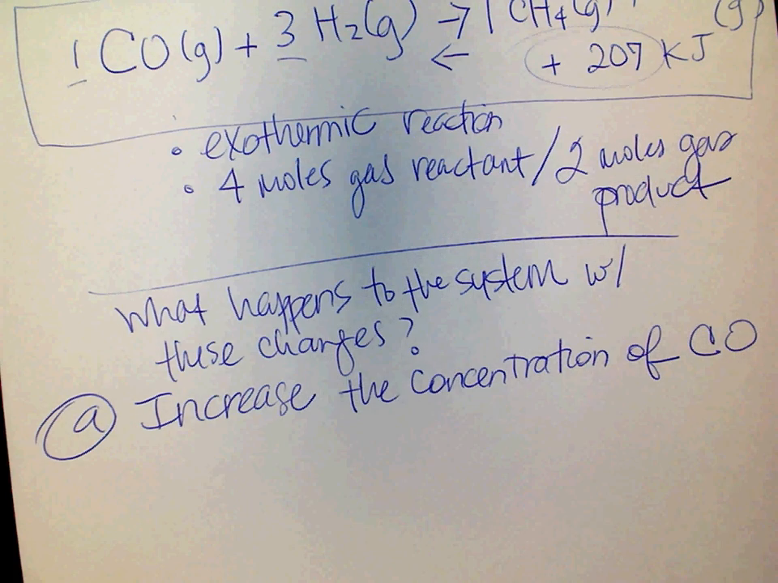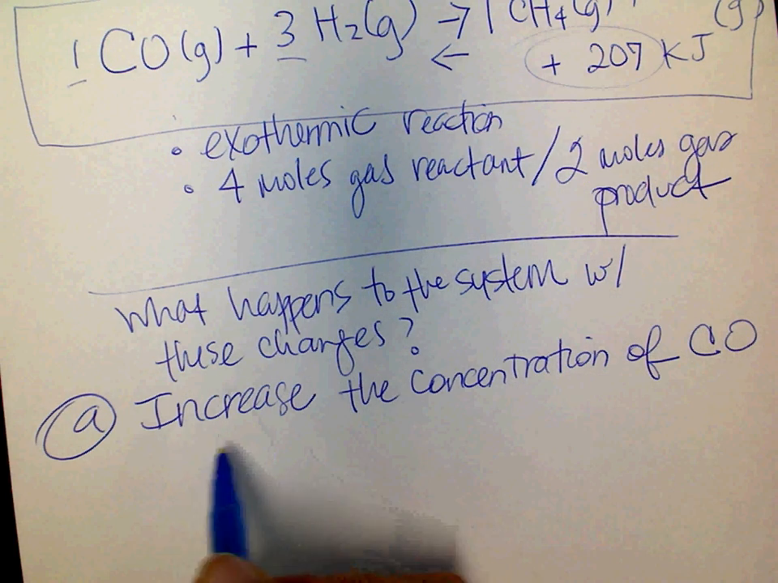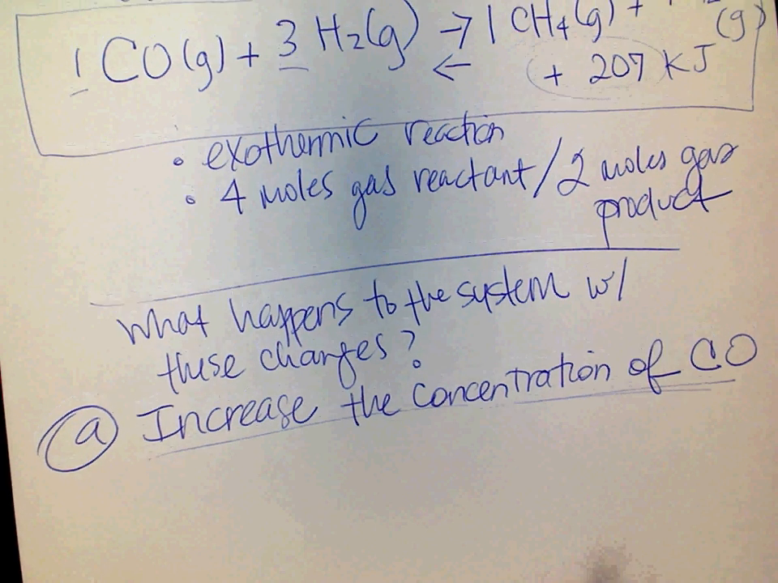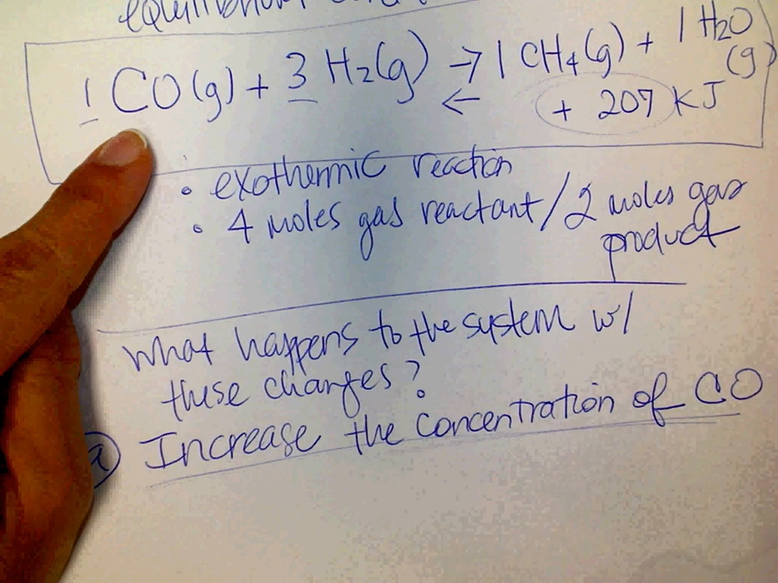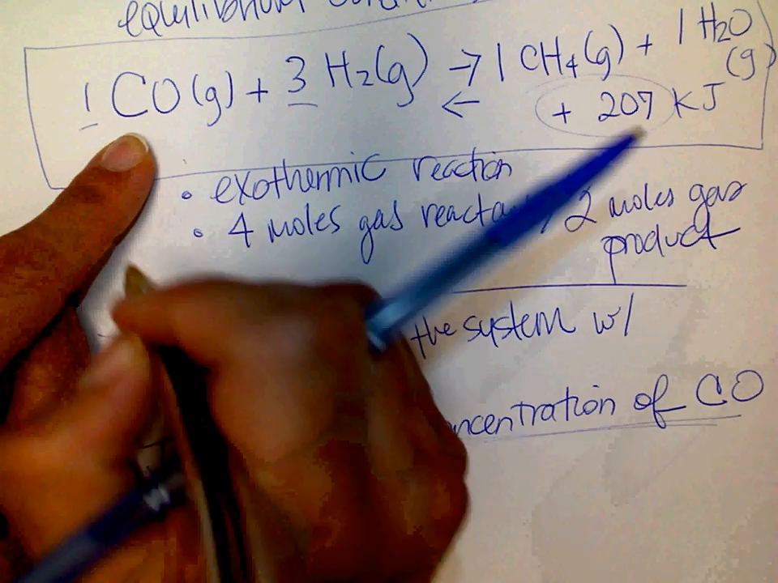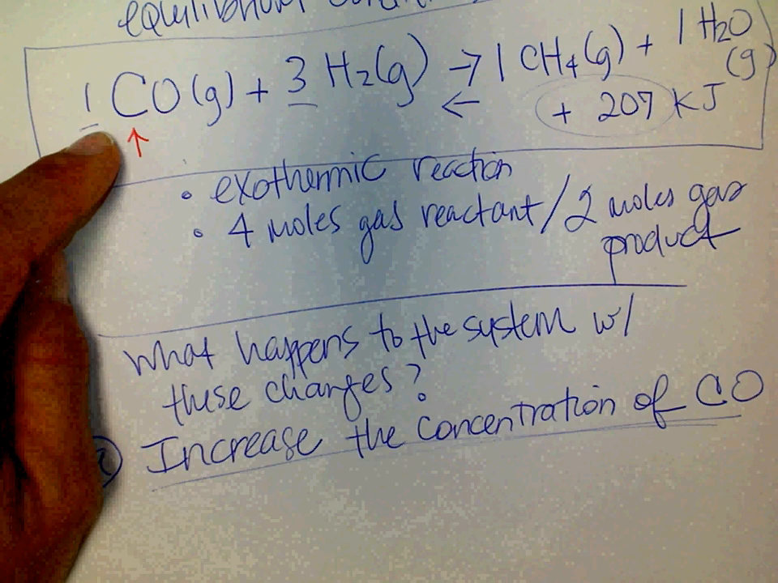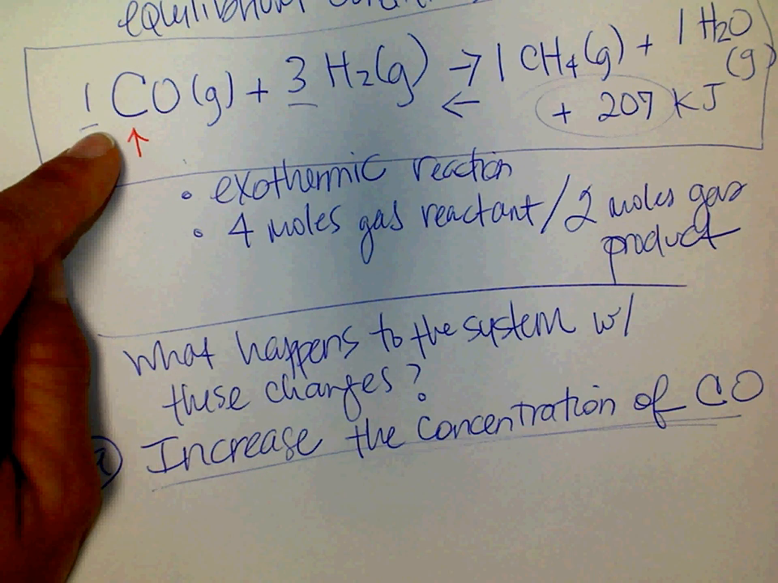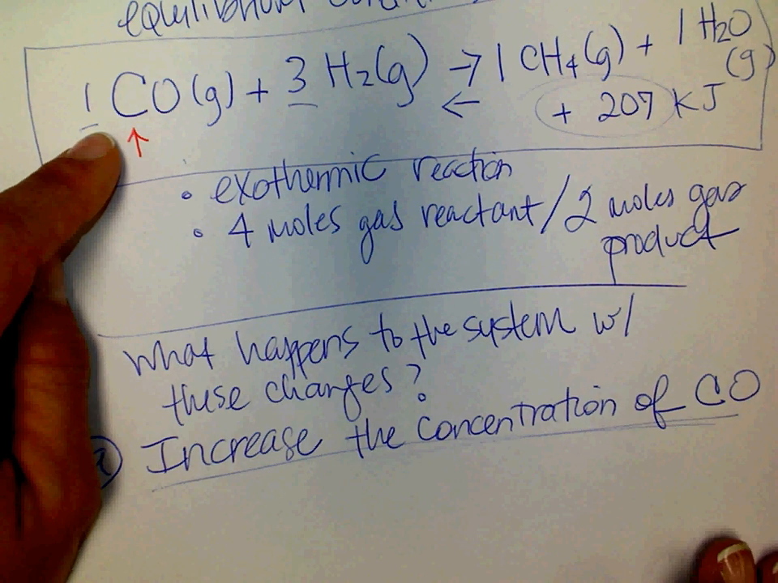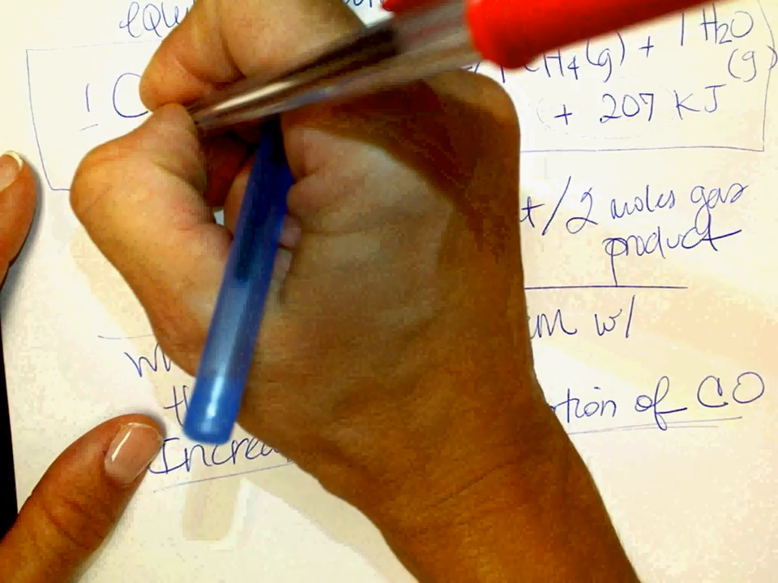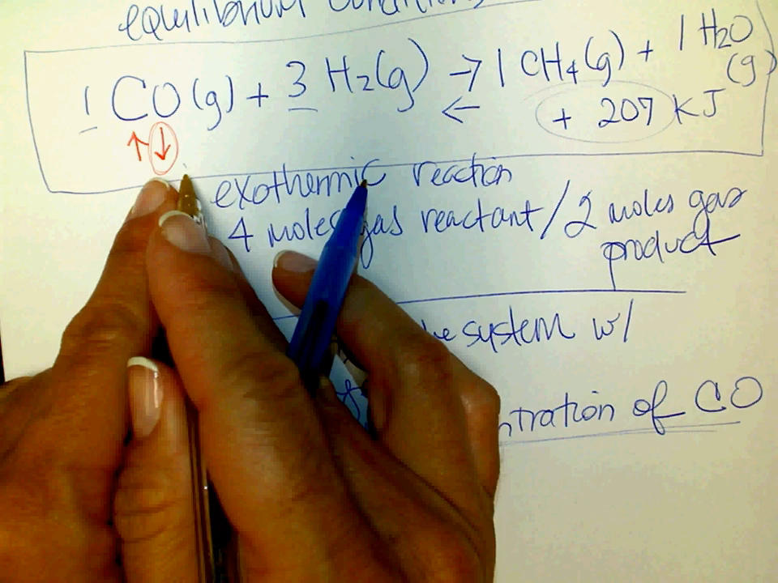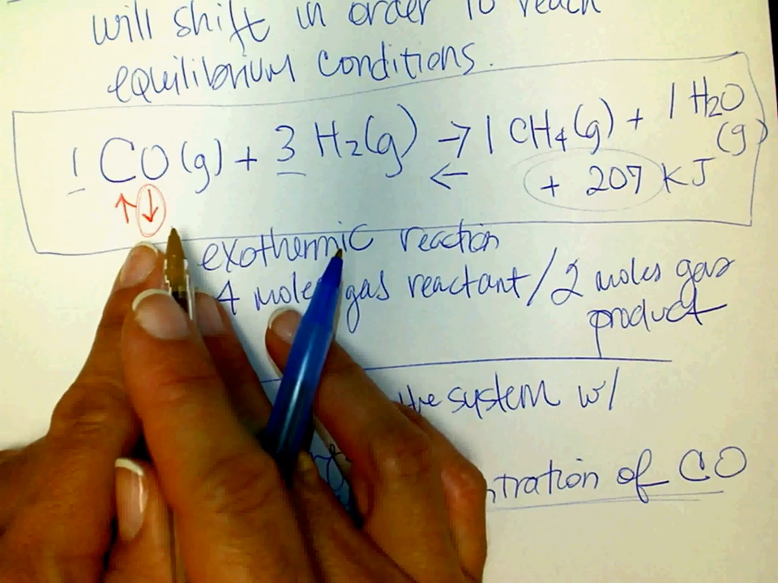All right, so now we're going to increase the concentration of carbon monoxide, okay? Now it's kind of weird. If we add carbon monoxide to our system, what do we have to do to fix it, to reverse that? Take it away. So now, if we have too much, we're going to try to reduce it. Well, how can we reduce the concentration of carbon monoxide? Let me show you your choices.